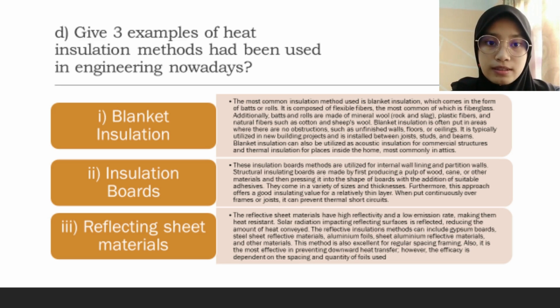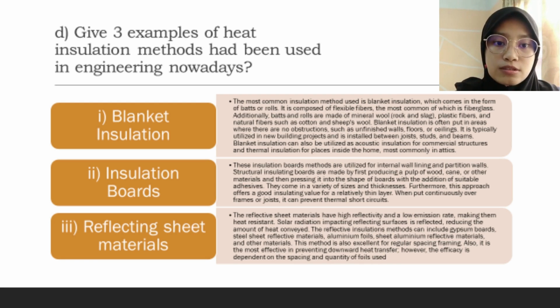For discussion D, give 3 examples of heat insulation methods that are being used in engineering nowadays. First, blanket insulation. The most common insulation method used is blanket insulation, which comes in the form of bags or rolls. Blanket insulation is often put in areas where there are no obstructions, such as unfinished walls, floors, and ceilings.